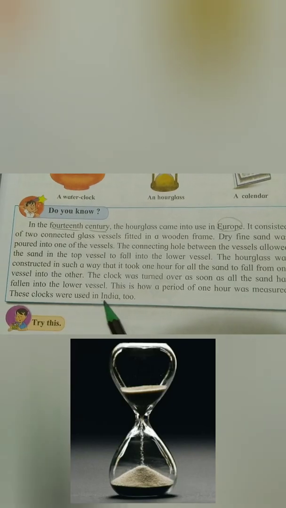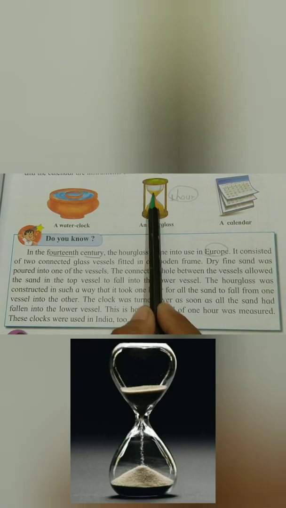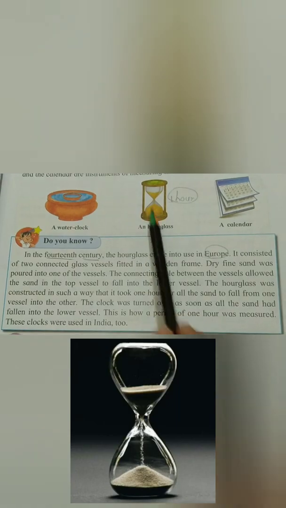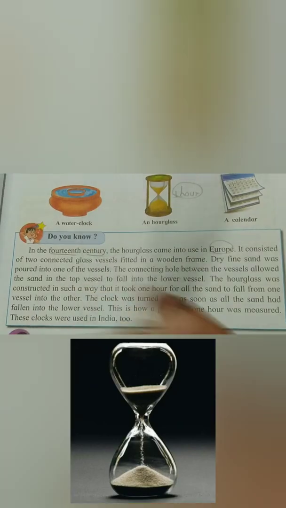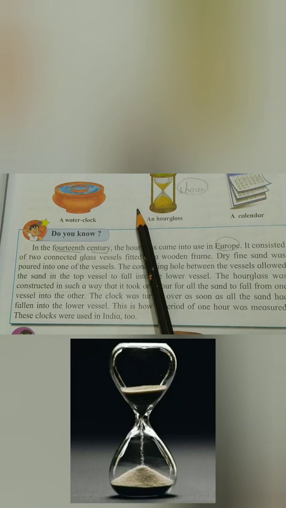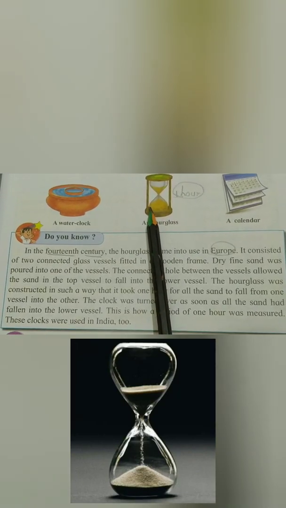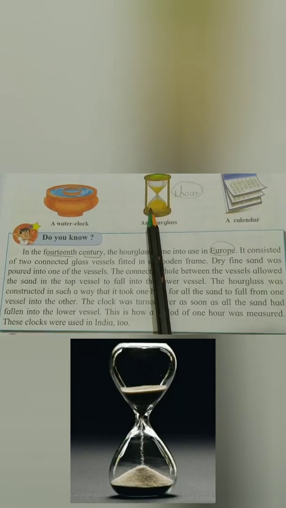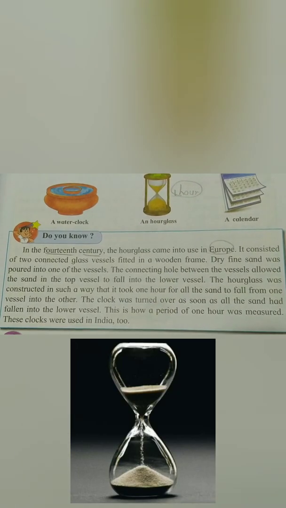These clocks were used in India too. Each time 1 hour finishes, we need to turn over the vessel, and then again it will start falling down. When it falls down fully, then the next 1 hour will finish. Understood? In such a way it was constructed, and people were using it to know about the time. Because in those days clocks and watches were not there, and it was used in India also. Understood? I hope you understood about the hourglass.